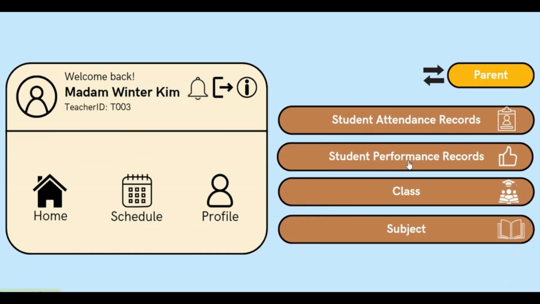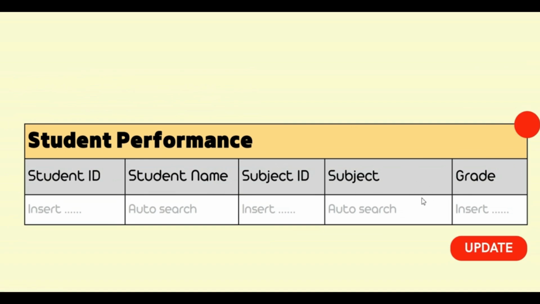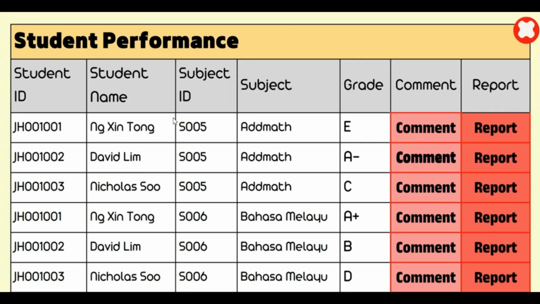Then after that, I can also record my student performances. Then after inputting every data, I press update. Then I will be able to see all the students that I teach and also the subjects that I teach. Then I can also see their grades.